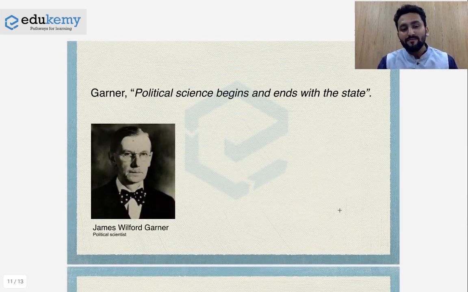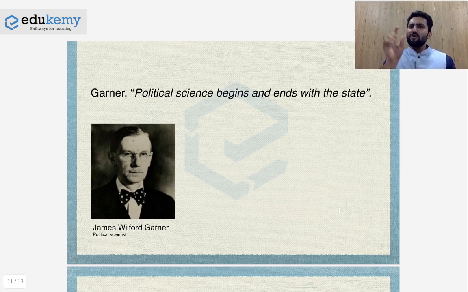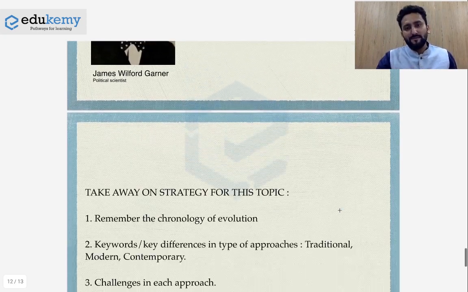For example, Garner said political science begins and ends with the state. In political science, we should focus on the state. A state has, in a particular territory, a certain population and a government, and the government is sovereign, completely free to decide how it is going to run. What rights are we going to give to these people? What are going to be the key decisions? So he said political science should be focused on the state because it begins and ends with the state.